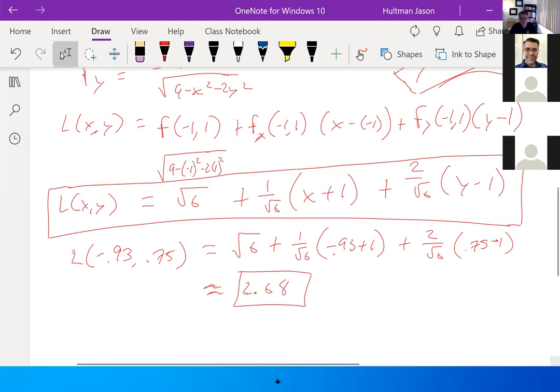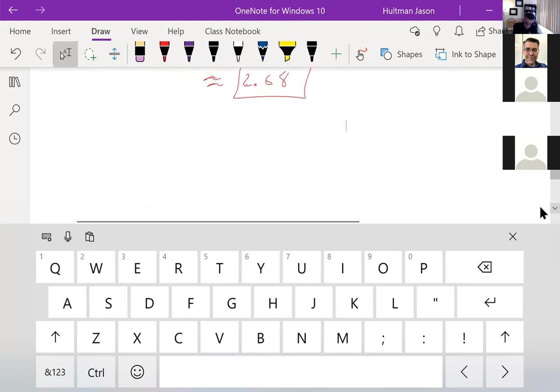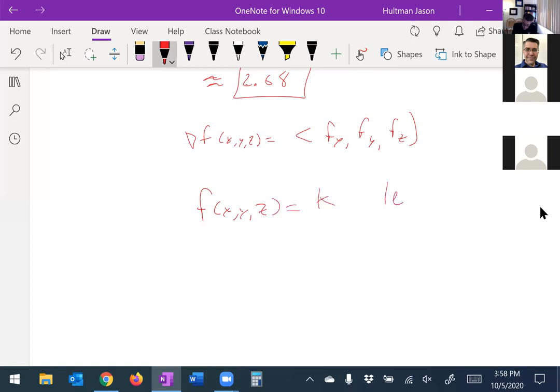I had another question about level curves and the gradient. I mean, the gradient is just the partials, right? The gradient of f of x, y, z is just the partials. Level curves are when f of x, y, z equals k. That's a level curve.